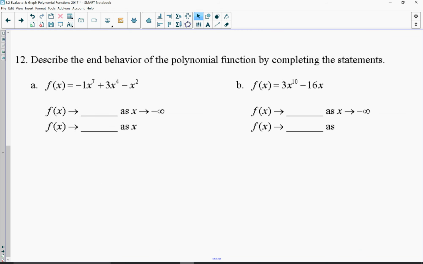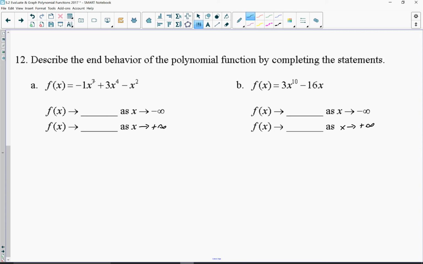And then finally, describing end behavior for a polynomial function. I'm not sure why these aren't written in here, but this would be as x approaches positive infinity, and this one is as x approaches positive infinity. So what you need to do for something like this, if you're supposed to describe end behavior, I suggest you sketch yourself a real quick graph. And to do that, you look kind of like with the graphs that we just looked at, you look at two things. Is it an odd degree or an even degree? Is the lead coefficient positive or negative?